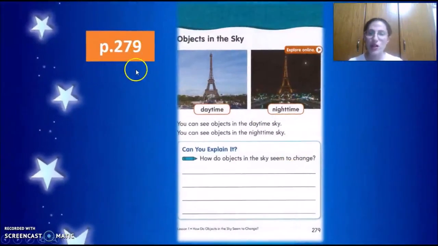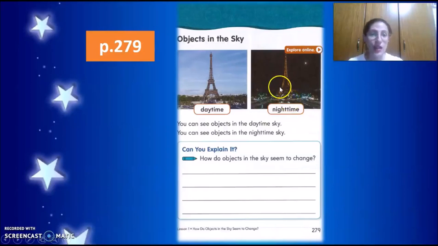We open to page 279. Objects in the sky, daytime and nighttime. So, we're going to check out the objects in the sky, and they gave us two pictures. A picture that shows the same place during the daytime, another picture that shows the same place during the nighttime. Which picture is clearer? Excellent, it is the daytime picture. Why? Because we have more light from the sun, that's why we could see it clearly, right? Whereas during the nighttime, it is too dark, right? And we only have the moon, right? And what else?